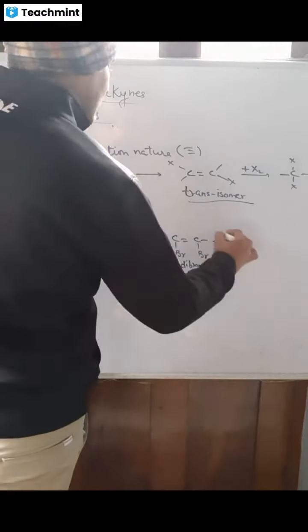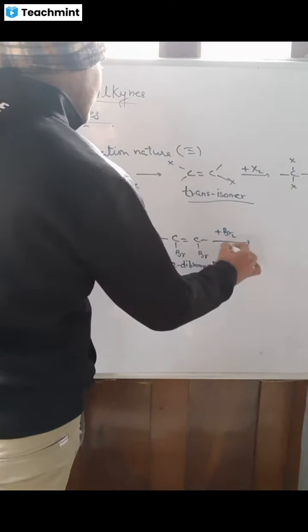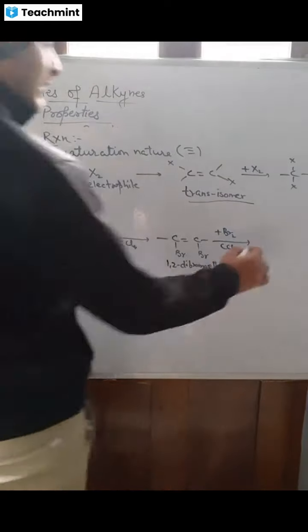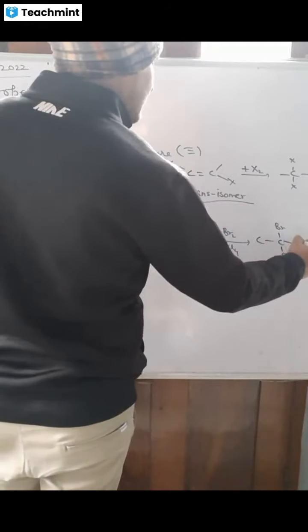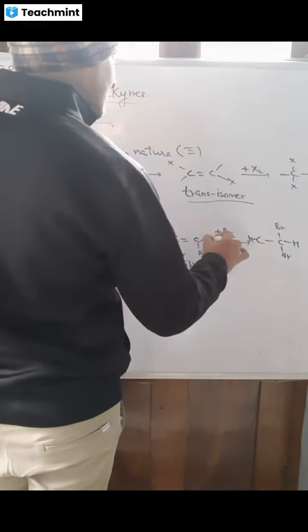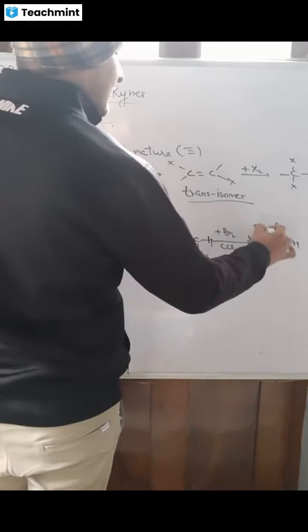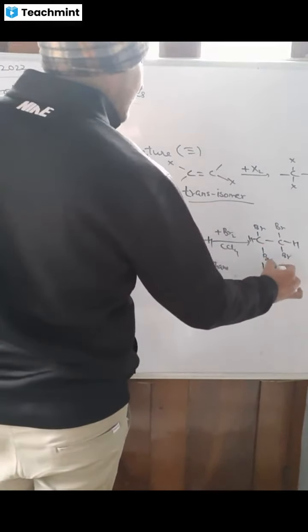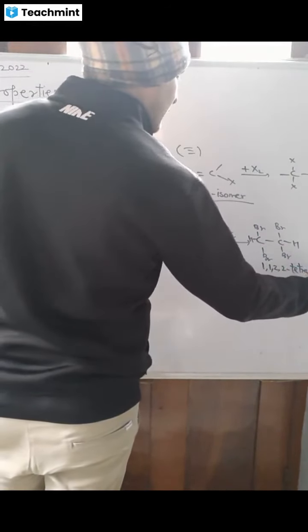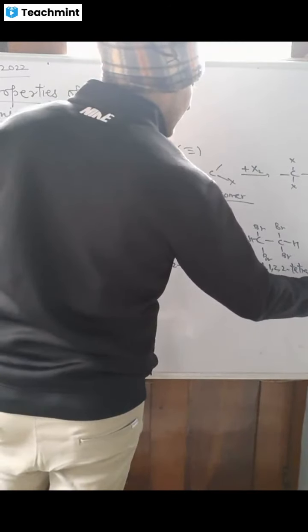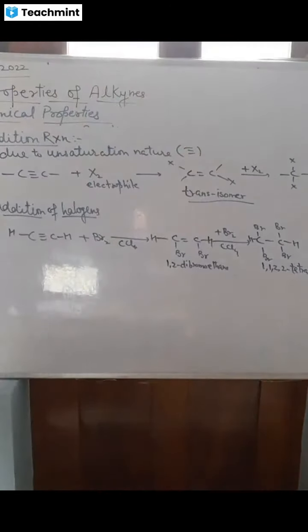Again, Br2 in the presence of CCl4, carbon tetrachloride, it will form a compound with H, H, Br, Br on each carbon. What will form, beta? 1,1,2,2-tetrabromoethane. It forms 1,1,2,2-tetrabromoethane. The board is visible now, beta.